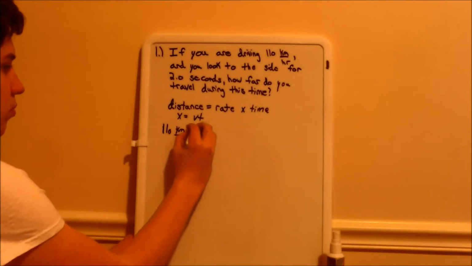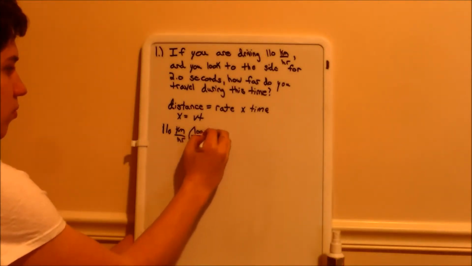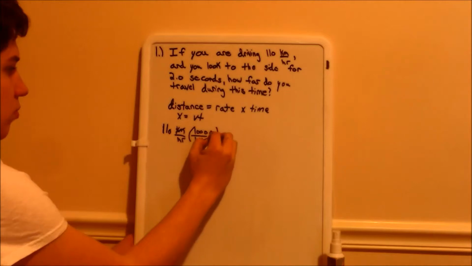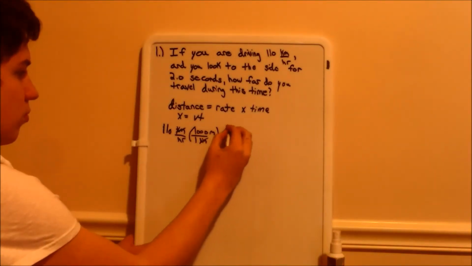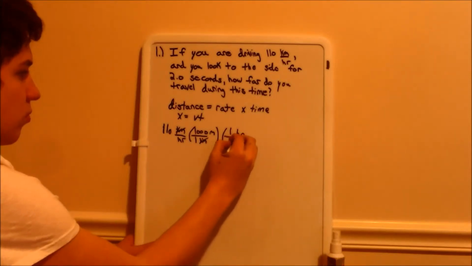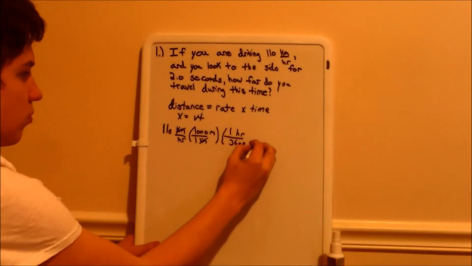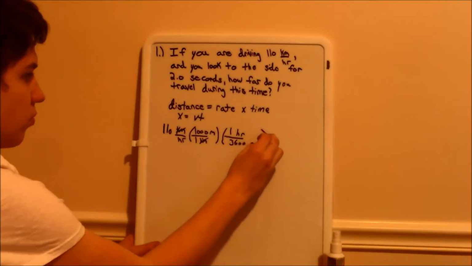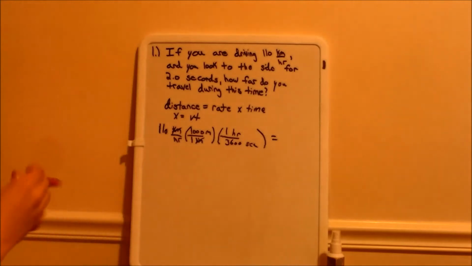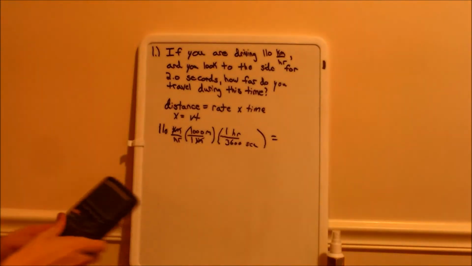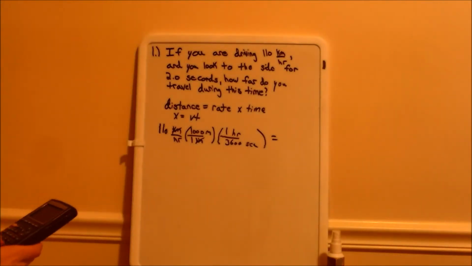Same thing as we did in the last step. 1,000 meters over 1 kilometer. And then in 1 hour, 3,600 seconds. Now pay attention, significant figures. We have 2 significant figures in 110 kilometers per hour and 2 significant figures in 2.0 seconds. So when I write the answer, I should write it to 2 sig figs in the end.